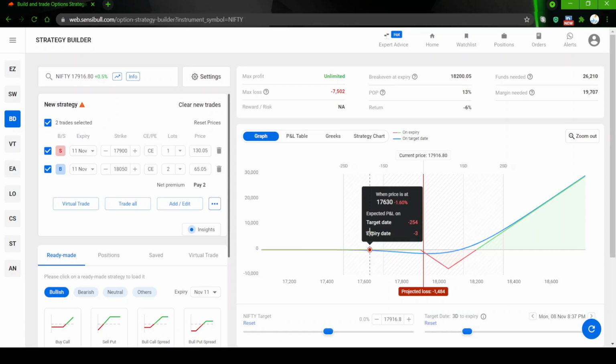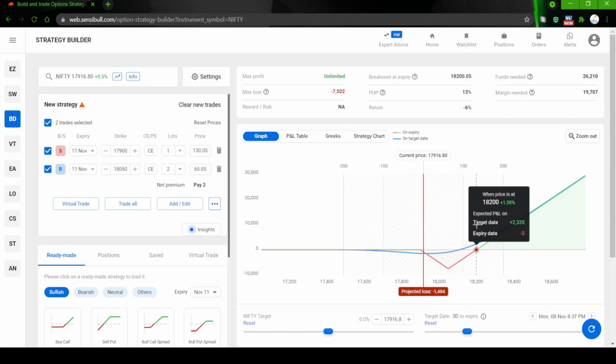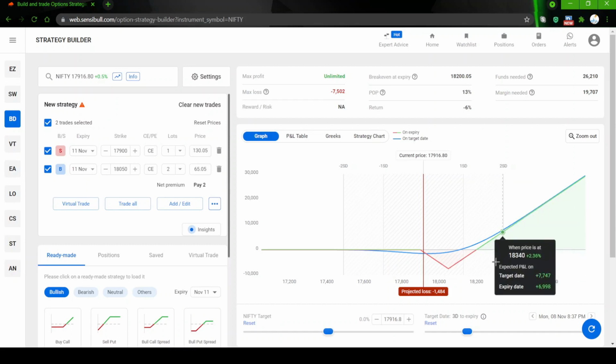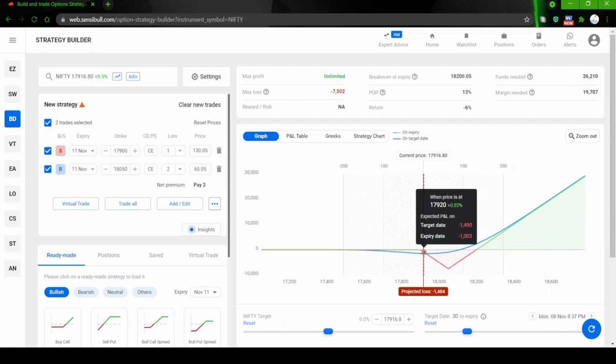On the upside, since I have already moved it by 50 points, before it was 18,000, right? I moved it by 50 points, your max loss will increase. When the strikes are wider, your maximum loss will increase. When the strikes are closer, your maximum loss will reduce. And when your strikes are wider, your break even will also increase. So right now your break even is at 18,200 here. After 18,200, it is all the way profit. There is no limit for that. It is completely profit.